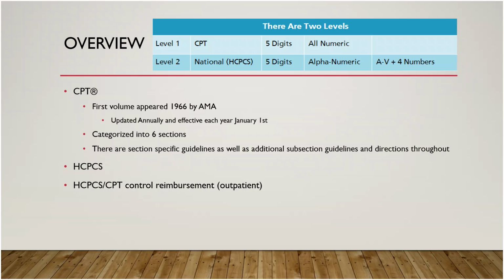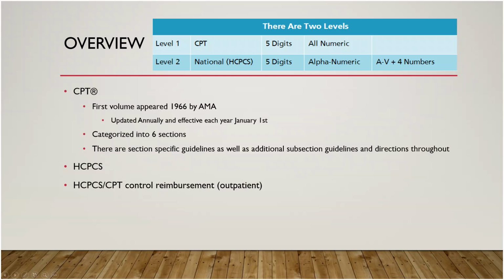So the layout here: you have your CPT, which is level 1, and you have your HCPCS, which is level 2. They're your national codes. HCPCS was developed by Medicare for Medicare and Medicaid patients, whereas CPT was developed by the AMA to show the procedures, supplies and services that the physicians were using. It is updated annually and goes into effect January 1st, whereas ICD-10 is updated annually but goes into effect October 1st.